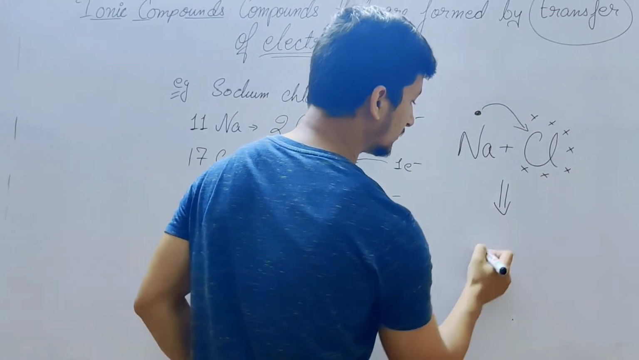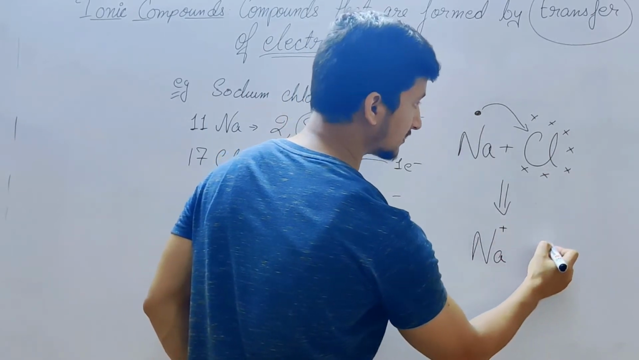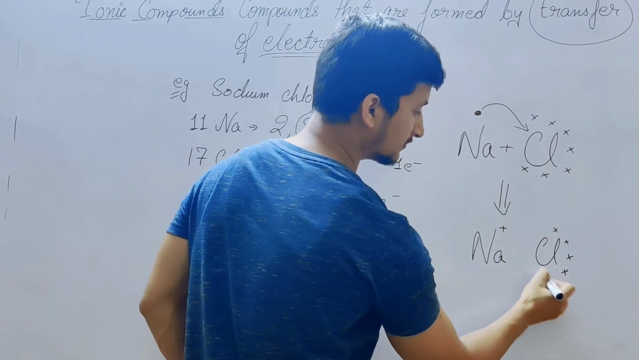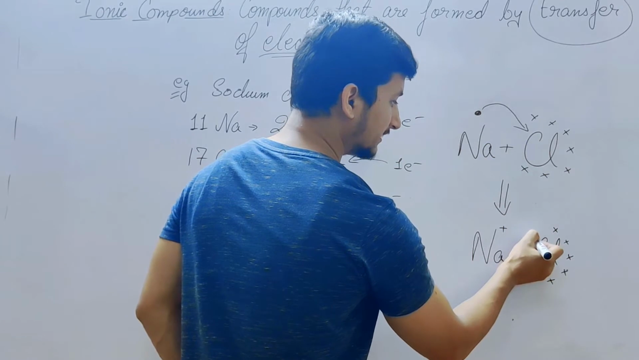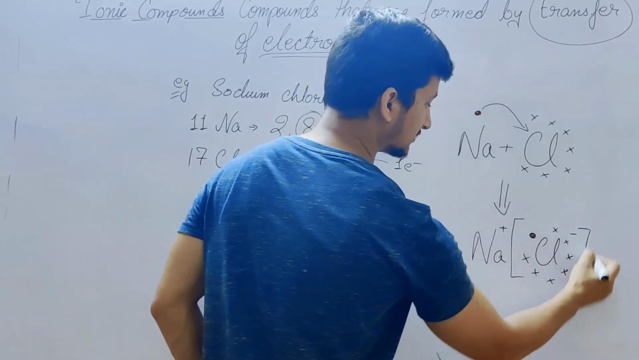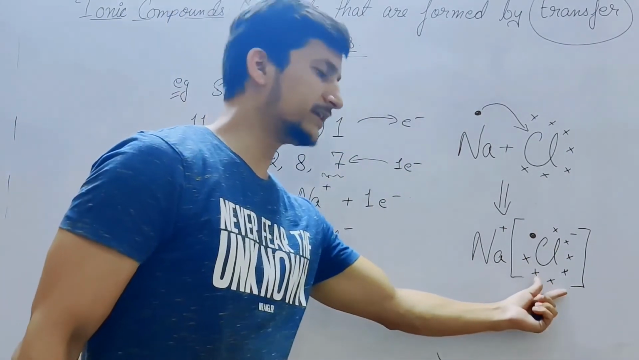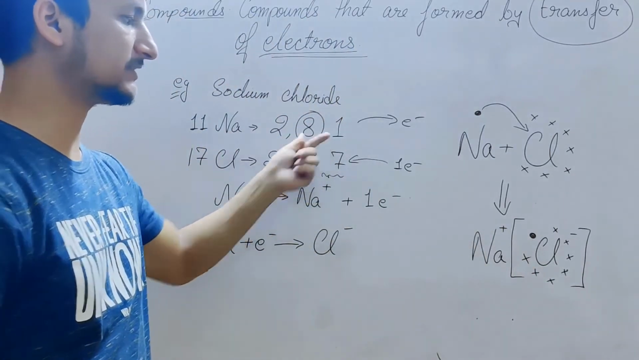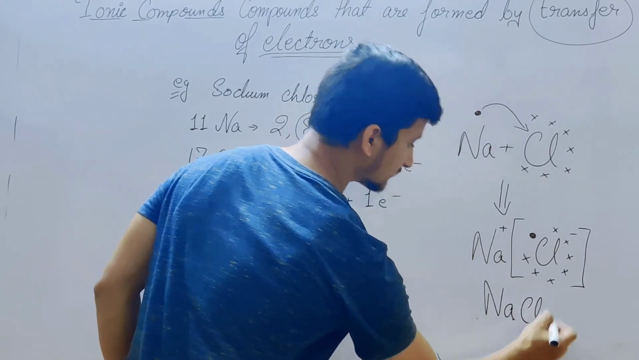So what will be formed? Sodium, after losing 1 electron, will get a positive charge, whereas chlorine, which has 7 electrons of its own and 1 electron gained from sodium, will have a negative charge. So now look, in this way, we have chlorine with 8 electrons in the outermost shell, and sodium with 8 electrons in the outermost shell, hence NaCl is formed.